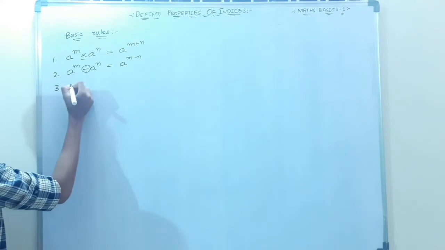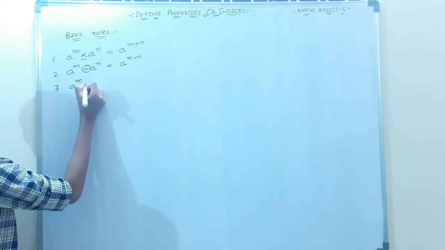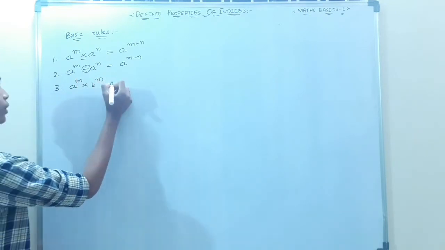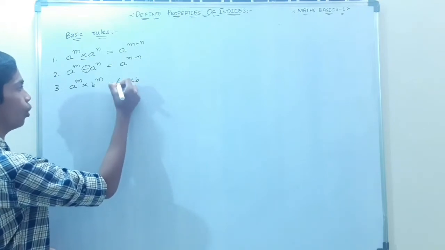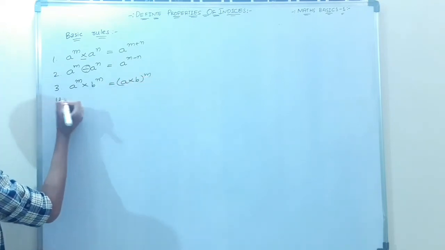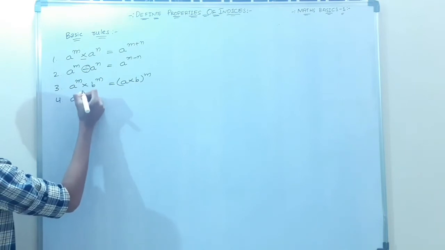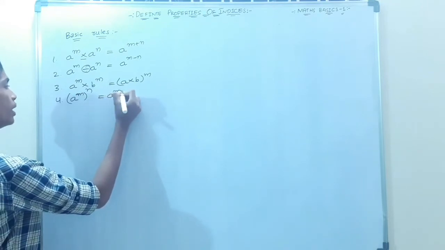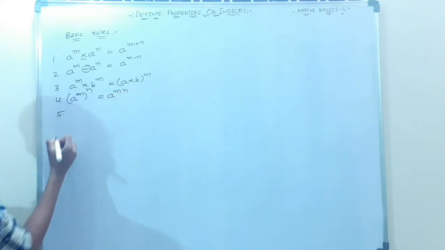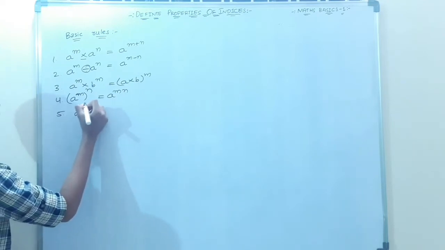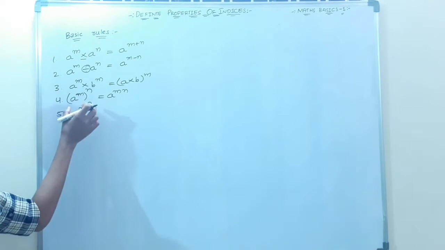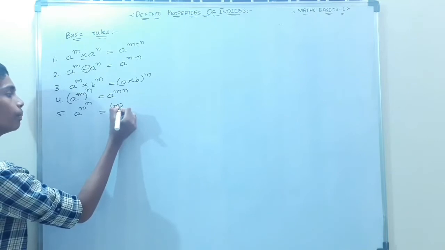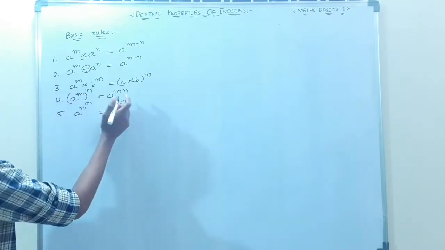Coming to the third one, a power m into b power m: when the bases are different and the powers are equal, we multiply the bases, a into b whole power m. The fourth one is a power m whole power n is a power m into n. The fifth one is a power m power n, which is similar to this but not the same, and that is a to the power of m to the power n, and we write it like this.